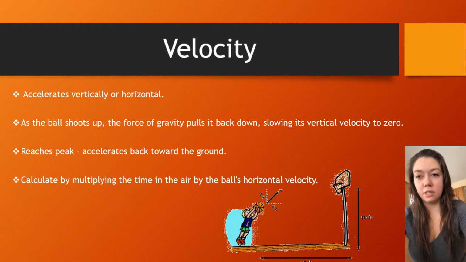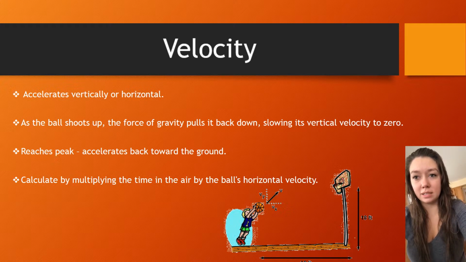Velocity can accelerate vertical, which is upward, or horizontal, which is sideways. As the ball shoots up, the force of gravity pulls it back down, which slows the vertical velocity back to 0. When it reaches peak, it accelerates back towards the ground. You can calculate this by multiplying the time in the air by the ball's horizontal velocity.